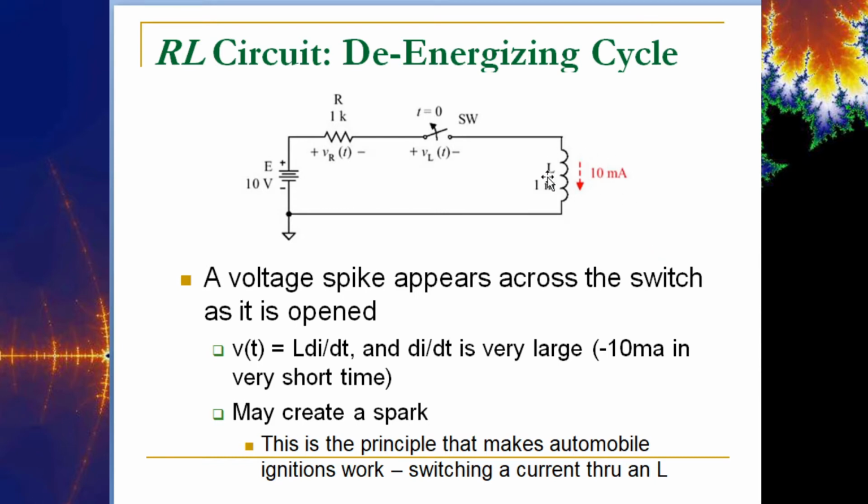So it does not retain it. That would be like a flux capacitor, which is a figment of the imagination of the creators of Back to the Future, right? It'd be great if we could do that, but we can't. We can store it in an inductor, but as soon as you remove power from the circuit, it's gone. So a voltage spike appears across the switch as it is opened.